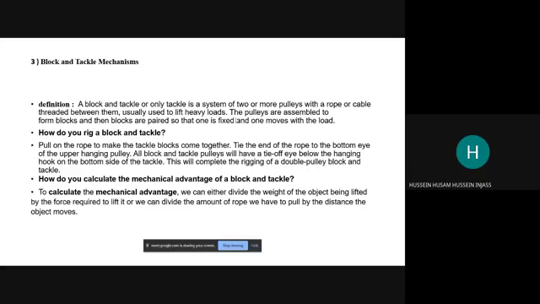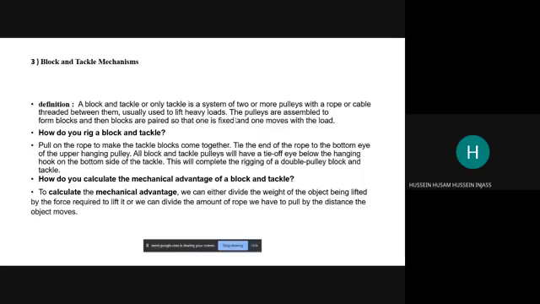Pull on the rope to make the tackle blocks come together. Tie the end of the rope to the bottom eye of the upper hanging pulley. All block and tackle pulleys will have a tie eye below the hanging hook on the bottom side of the tackle. This will complete the rigging of a double pulley block and tackle.